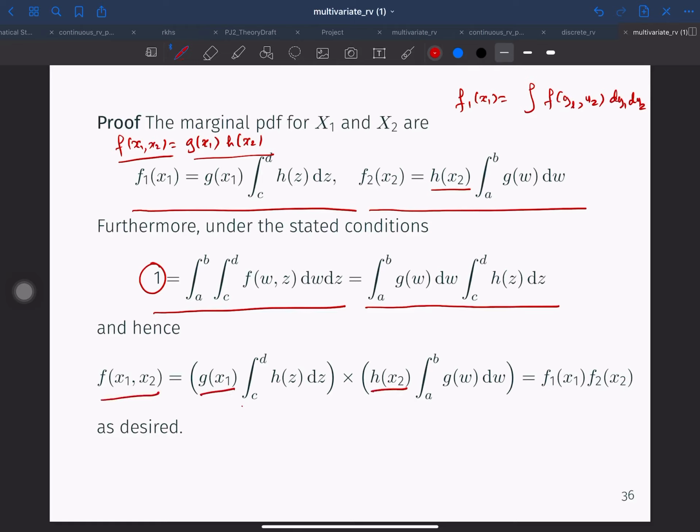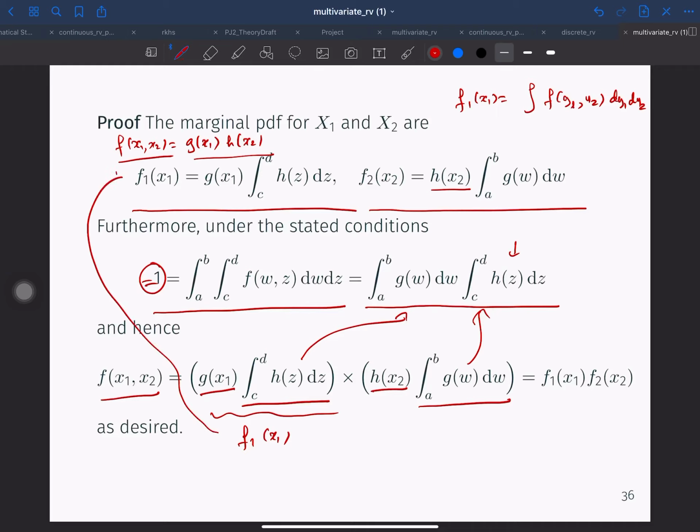But if we now multiply by the integral, due to the condition, this product here is equal to 1. And so this is simply f1(x1), as we say here. And this is f2(x2), as we say here. And so the joint PDF is the product of the marginal PDFs. And so we have the result as claimed.